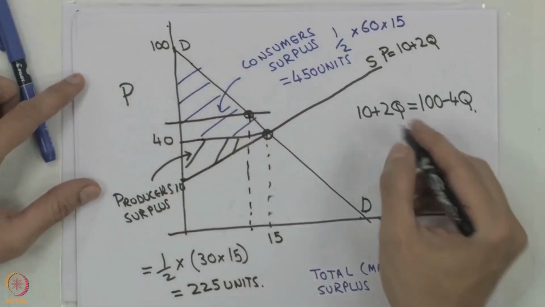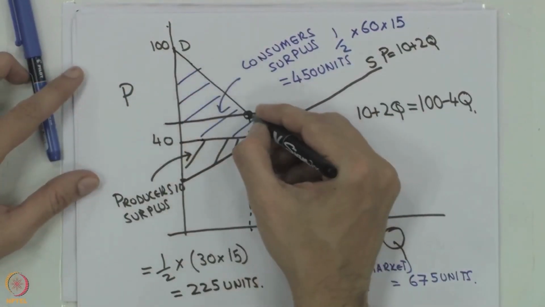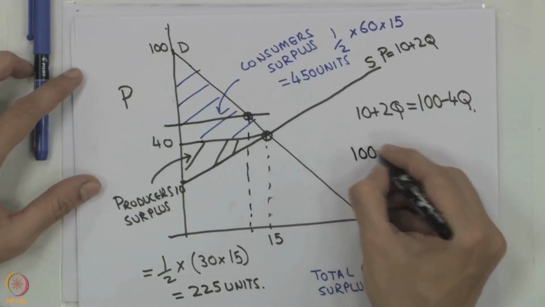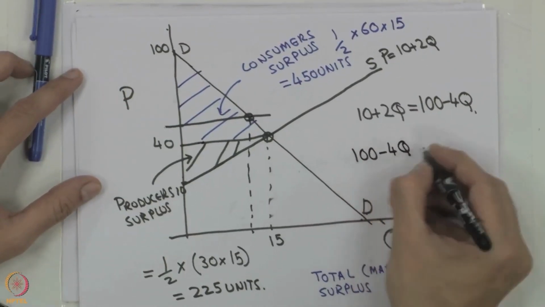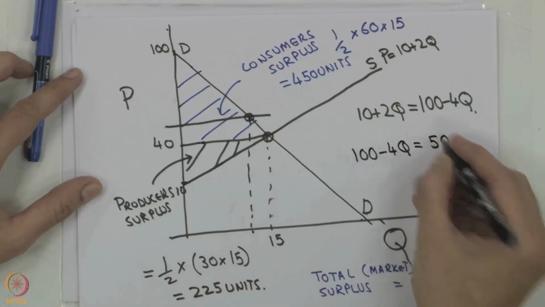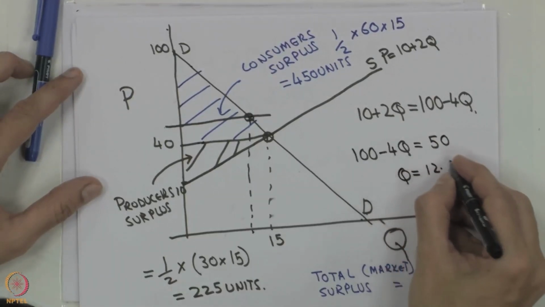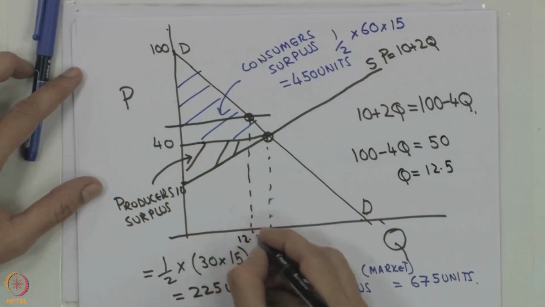putting in this point, which can be calculated by looking at 100 minus 4q is equal to 50. So q will be 12.5. This will be 12.5.